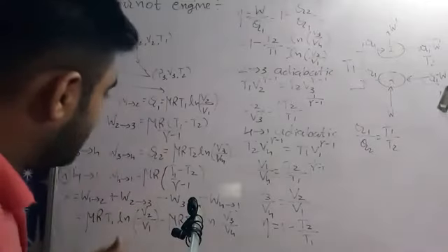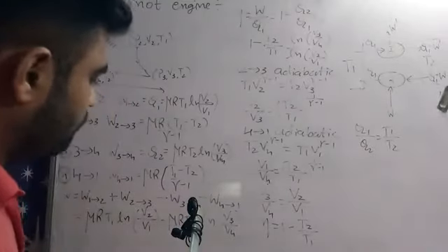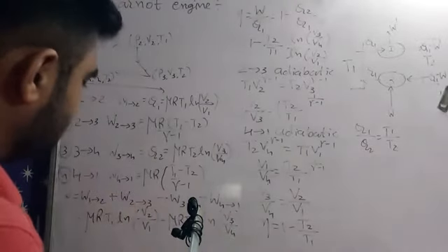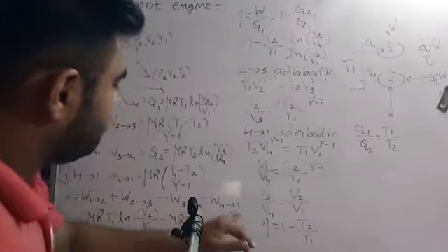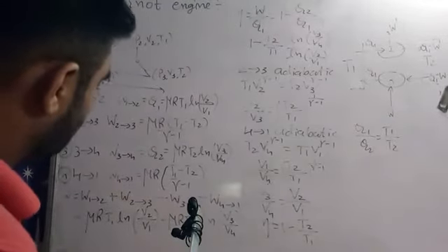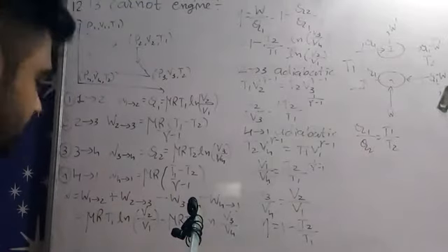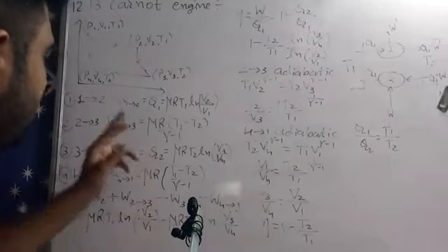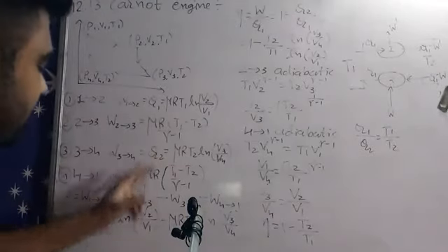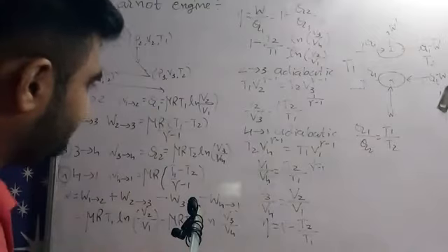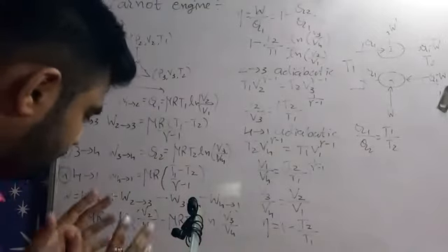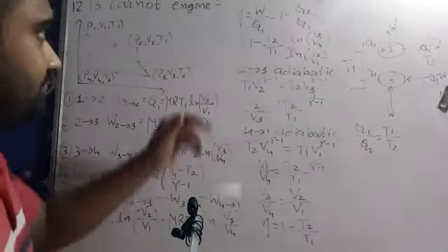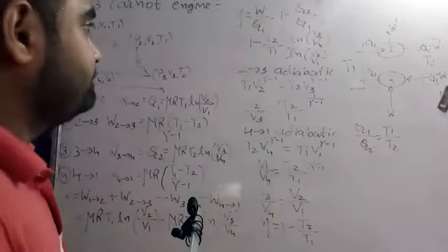So these all are work done. Now to find total work done, just take the algebraic sum of all the works. Here 3 to 4 and 4 to 1 are exactly opposite to 1 to 2 and 2 to 3, right? That's why these two terms are cancelled out, because they are opposite to each other. So we are left with only these terms, and then eta is equal to W upon Q1.